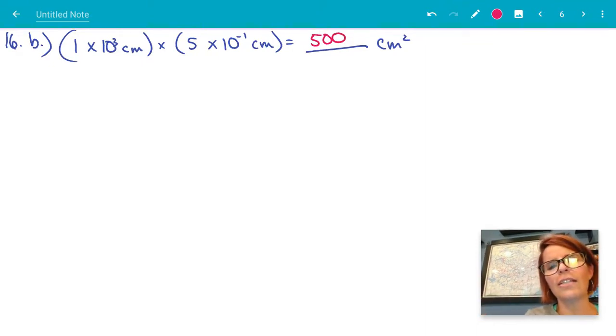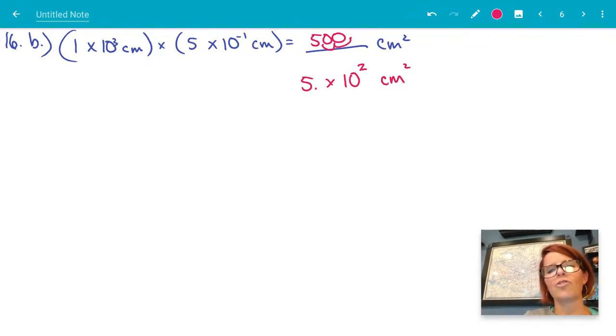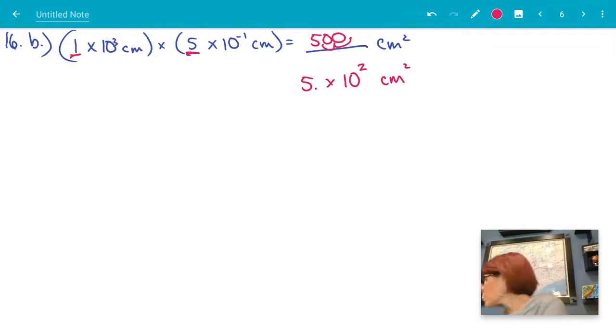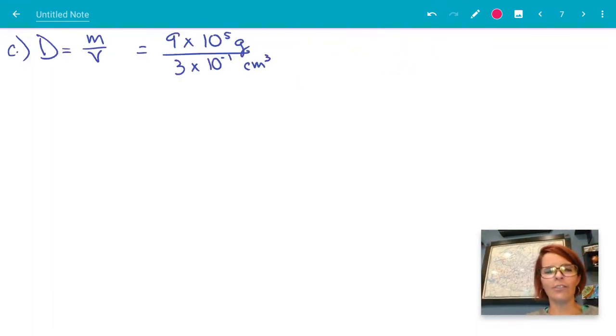So to change that to scientific notation, we need to scoot the decimal over. So it would be 5 times 10 to the second centimeters squared. 5 times 10 to the 2 centimeters squared. And we only get one significant digit because each of those only had one significant digit. Double check to make sure that I did that one right. And it says that I did do that right. So now I can move on to the next one.